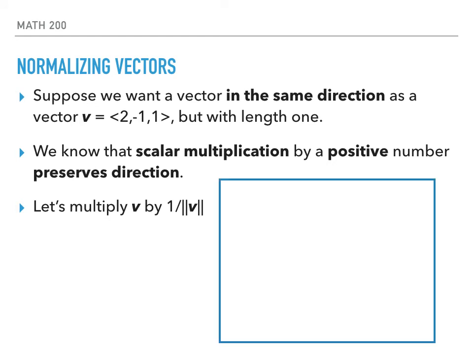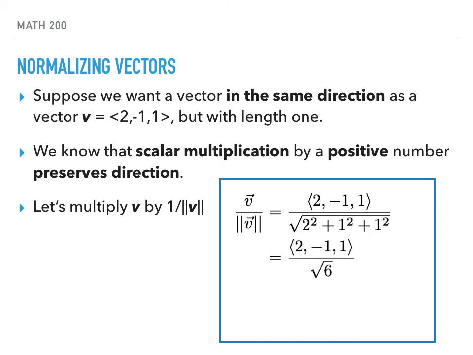In other words, I want to find the vector v divided by or times 1 over norm of v. So you take the vector and just divide it by its length. Okay, the length in this case is square root of 6. You could leave your answer like that. That would be totally fine. Or you could divide that through to each component and then get it in component form.